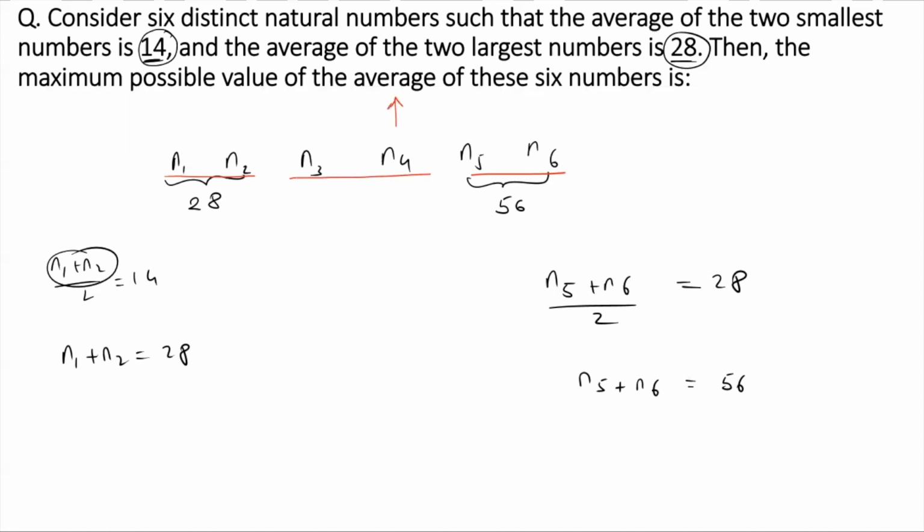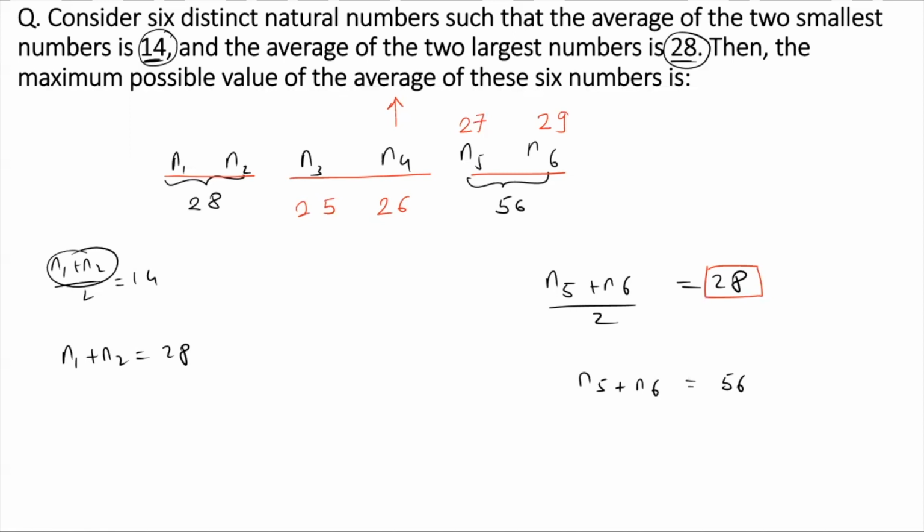Now n5 and n6, their sum is 56 and their average was 28, and these are the two maximum numbers in the lot. Since they are two distinct natural numbers, the maximum values these two numbers can take are 27 and 29. Now the other two numbers are going to be as high as possible, so these two numbers can be 26 and 25. That's the only possibility.